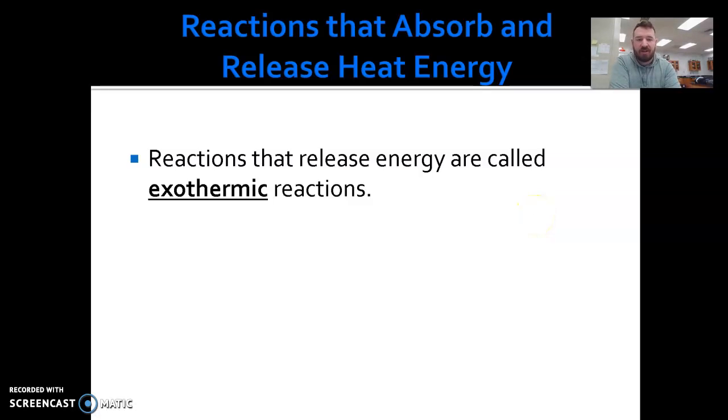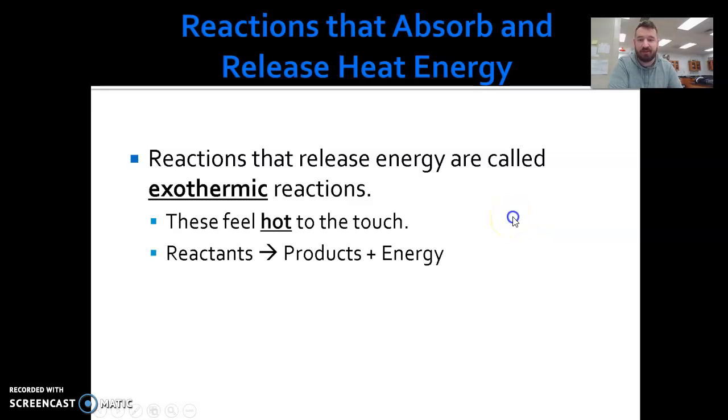So when we have reactions that release energy, or energy is a product of our reaction, whether in the form of light or heat, we call these exothermic reactions. One way that I help remember this is, heat is exiting, or energy is exiting the reaction. Just like exothermic starts with an EX, so does exiting. These exothermic reactions feel hot to the touch because they are producing energy, oftentimes in the form of heat.